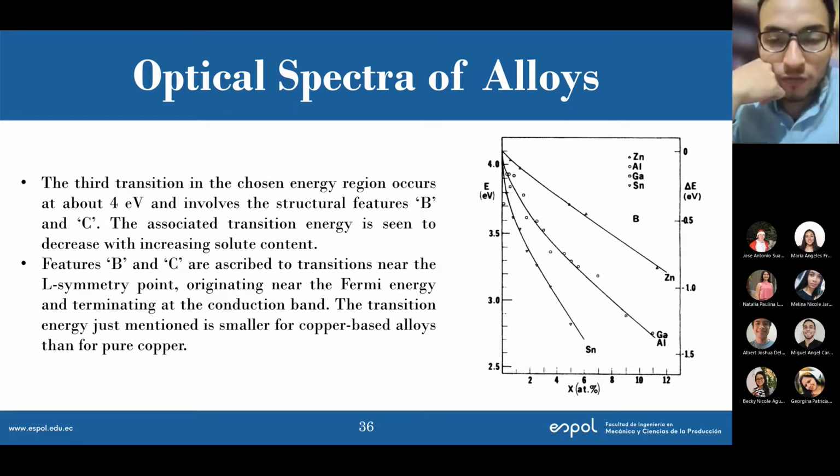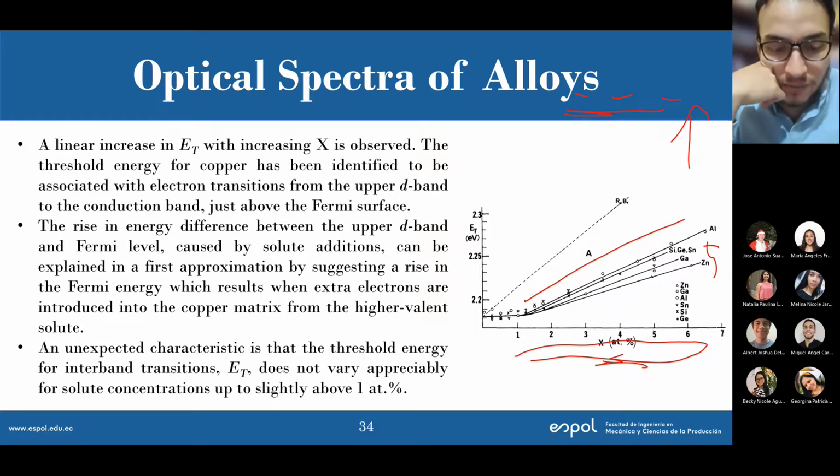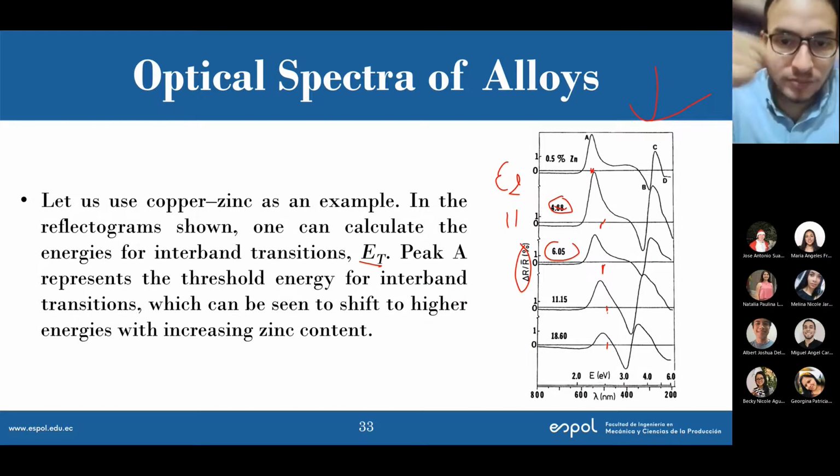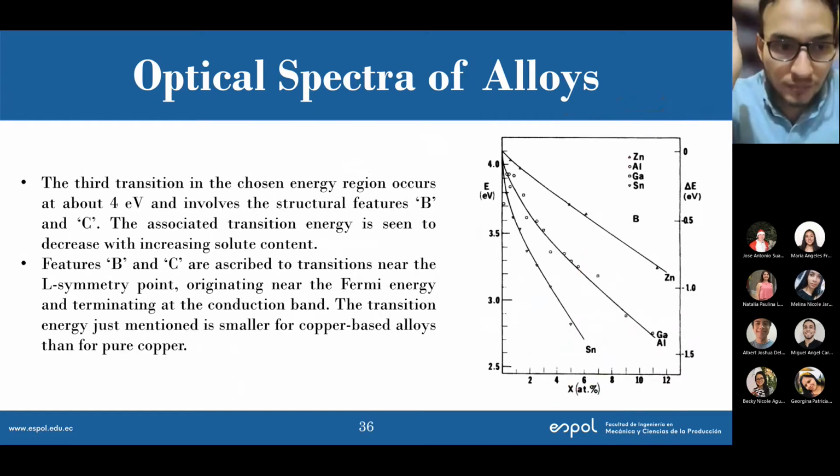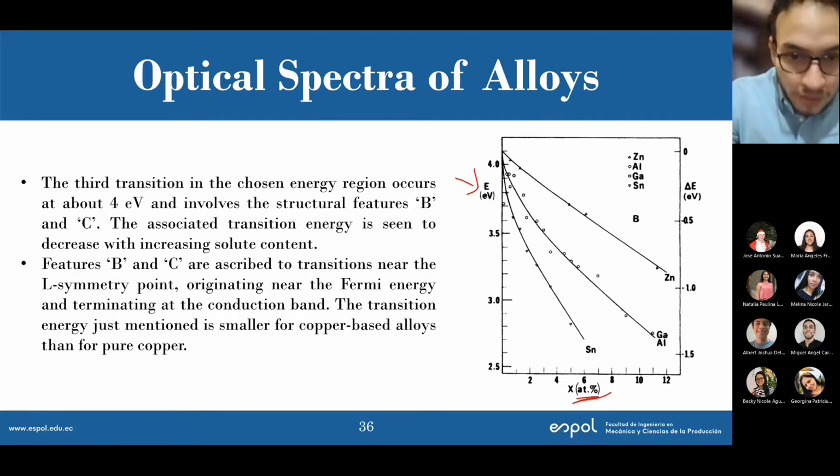Now, we saw for A. Now let's look for B and C and D. We already saw that for A, so that is the interband transition. Now let's look at B and C. You can see it happens around 4 electron volts. That's just, let's say, for this alloy. Obviously for other alloys it will happen at other energies. And now if you look at the transition energy, it actually decreases with increasing solid content. Let's look at the graph.